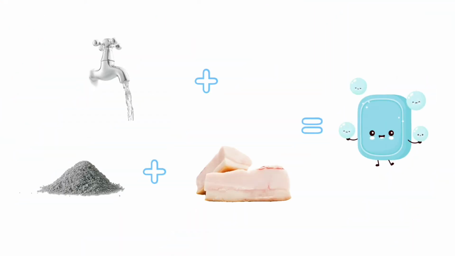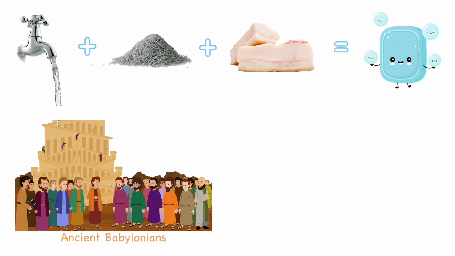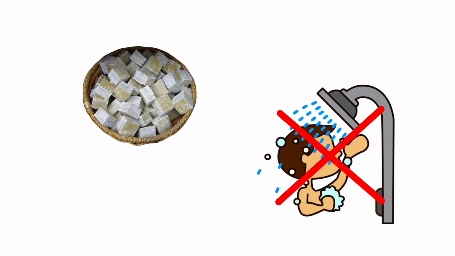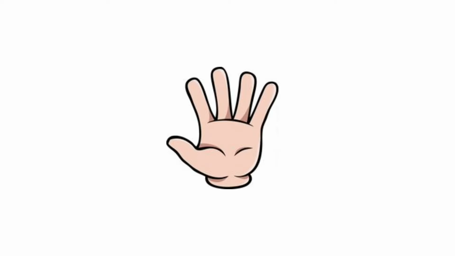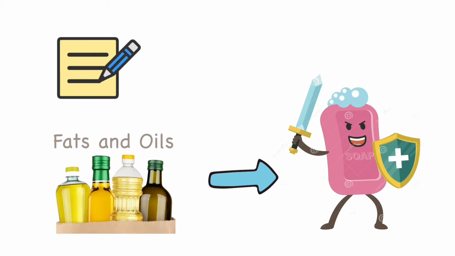Soap, made from animal fats, wood ash, and water, was first produced by the ancient Babylonians all the way back to 2800 BC. They were made first to wash wool and cotton in order to prepare them to be woven to cloth. Back then, soap was not necessarily used to wash the body. However, the ingredients for making soap still remained the same up until now: the basic use of fats and oils.